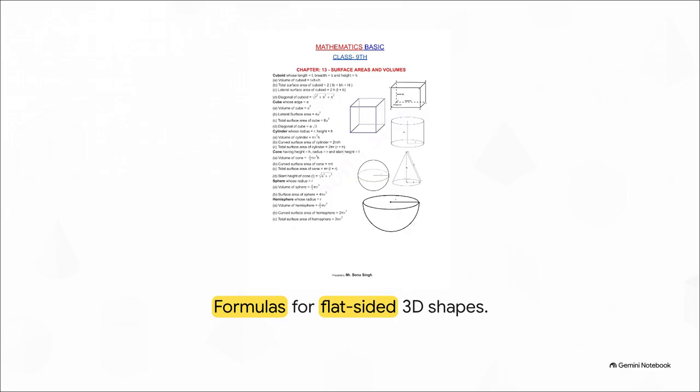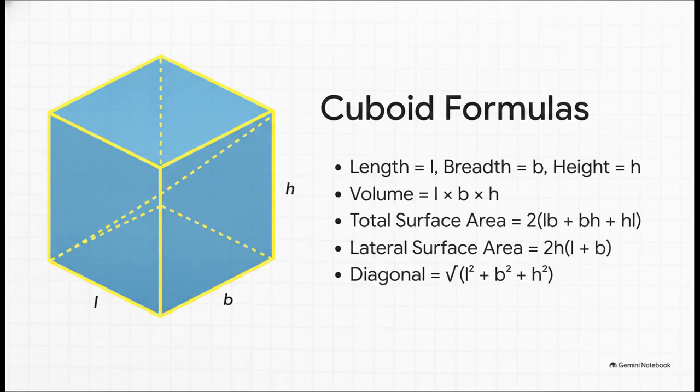Let's break down the math for that cuboid first. So for the cuboid, we're working with length L, breadth B, and height H. To find the space inside, the volume is simply L times B times H. Pretty easy, right? Now, for the total surface area, that entire outside wrapping, it's 2 times the sum of L times B plus B times H plus H times L. Why? Well, because a cuboid has 6 rectangular faces, and they operate in 3 identical pairs.